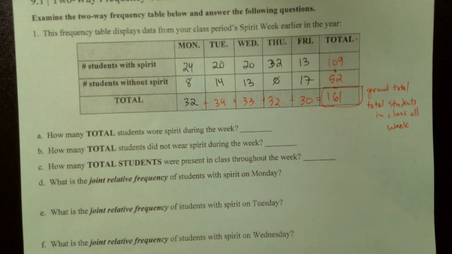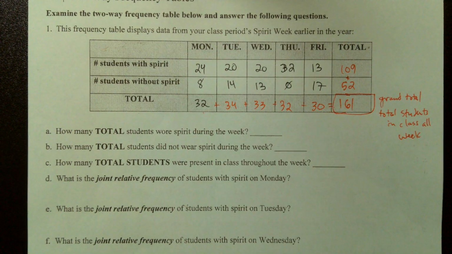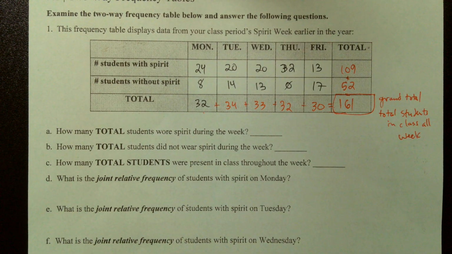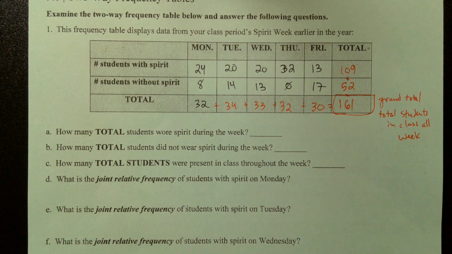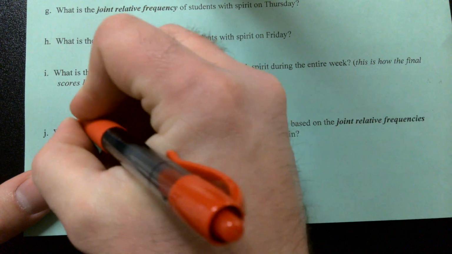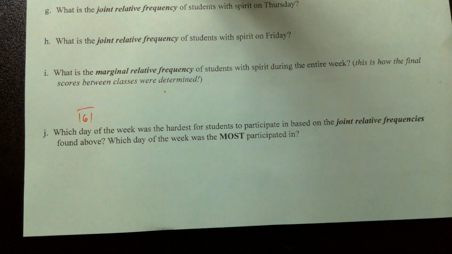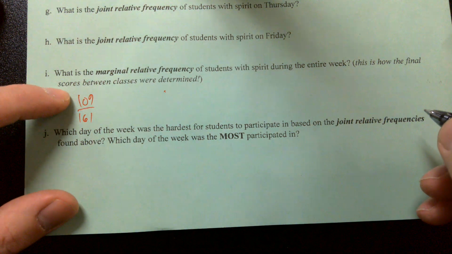All right? Now, how would I be able to find what percentage of the class throughout the week had spirit? What fraction can I set up to find that? I'll give you a hint. It's number I on the very bottom. Over 161, that's right. What am I going to put over 161? 109. So total number of students with spirit divided by the total number of students in general.